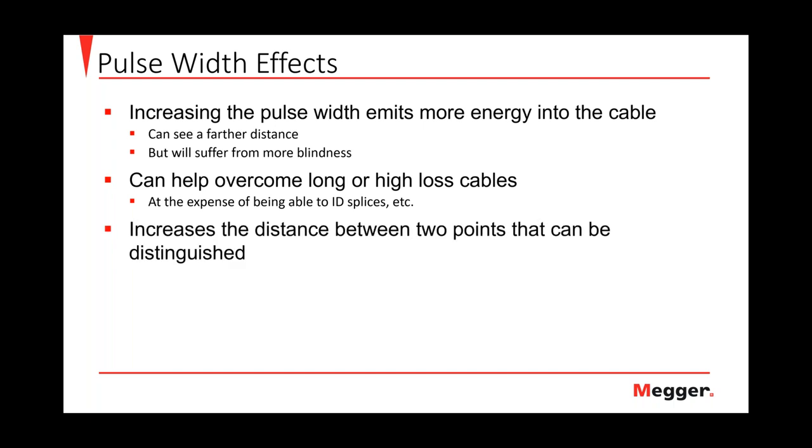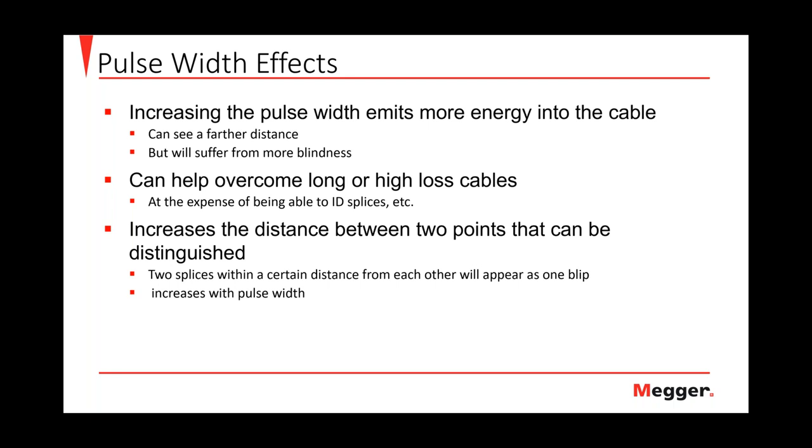So it increases the distance between two points that can be distinguished. If you have a bunch of splices closer together, say within 10 to 50 feet of each other potentially, and it can change depending on the style of TDR and the pulse width options that are available. If you have two splices within 10, 15 feet of each other, the TDR is not going to be able to distinguish the two. It will see a discontinuity and get a reflected signal, but it's not going to be able to interpret those two separate discontinuities with any degree of real accuracy. So two splices within a certain distance can appear as just one wiggle signature.